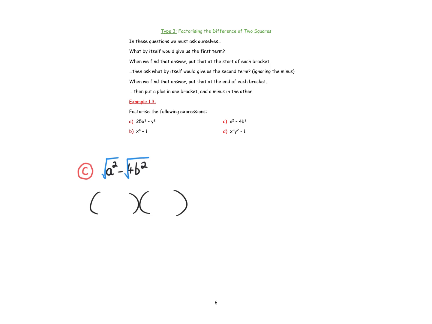if I square root a squared, I'll be left with a. So the two brackets that I've opened up, I place an a in the left hand side of each. And then if we get the square root of 4b squared, I'll be left with 2b. And I put that on the right hand side of each bracket. Then I put a plus in one side and a negative in the other. Therefore, factorising a squared minus 4b squared leaves me with a plus 2b times a minus 2b.